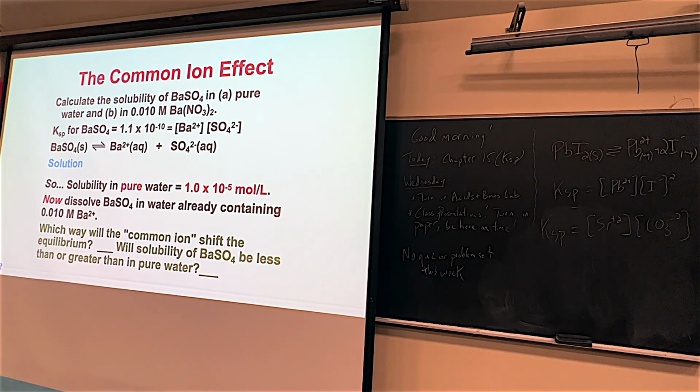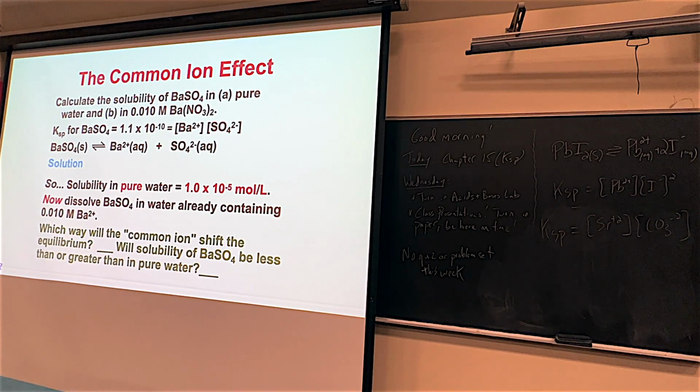So for a lot of these problems, you can get a really good visualization cue if you just think about Le Chatelier's principle. Remember, you add something, it shifts to the opposite side. Shifting to the reactant side in these problems means less soluble. Okay. Any questions on that?